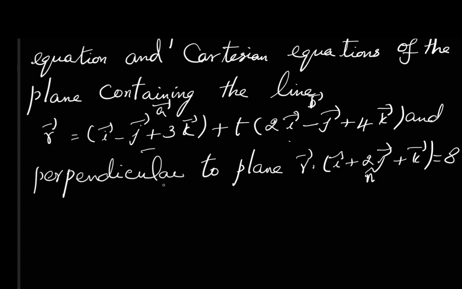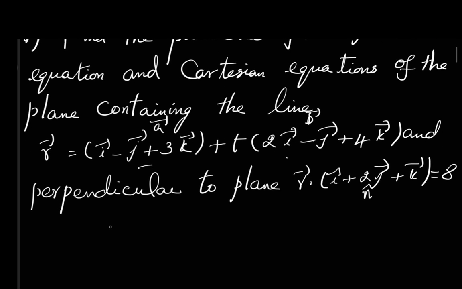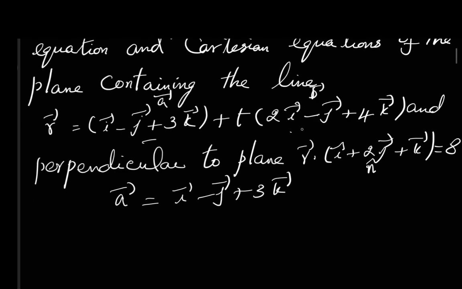So here, we are going to find the parametric form of the vector equation of a plane. That contains the line, so that contains the point also. This is the point, vector A is equal to i minus j plus 3k vector. And also it contains the parallel vector. So that is also in our plane as parallel vector, vector B is equal to 2i minus j plus 4k.